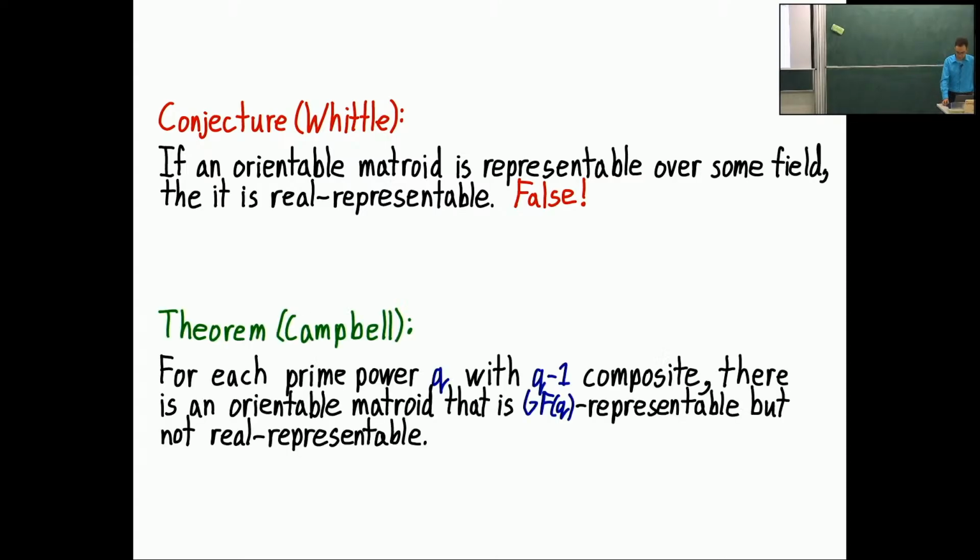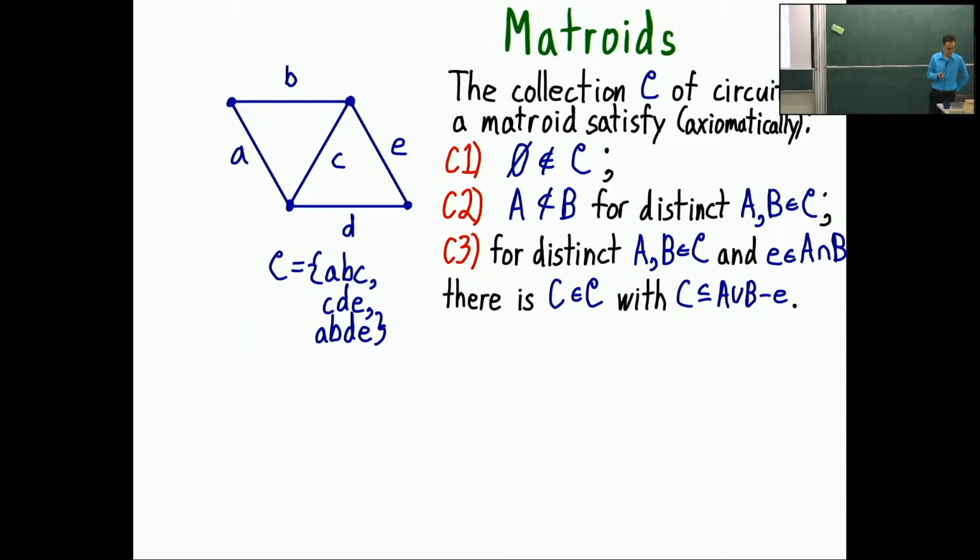And for many of the finite fields, it's known that you have a matroid representable over that field that's orientable but is not real representable. Although it's unknown whether GF(4) representable and orientable implies real representable. That was the next step. Okay, so I still have to define an orientation of matroids.